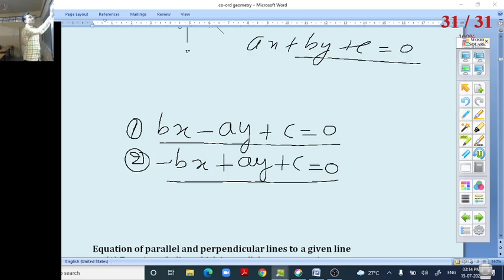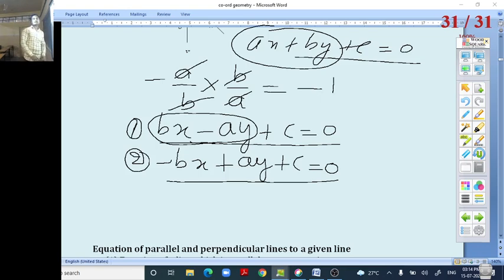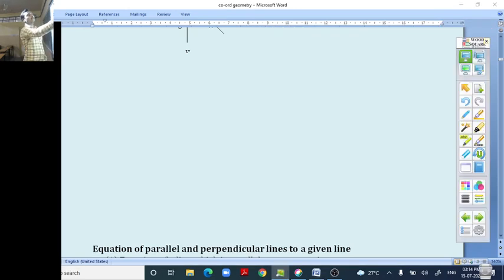What is the slope of this line? Minus a by b, into the product of the slopes. What is the slope of this line? Into b by a. Now you can observe a and a get cancelled, b and b get cancelled. What is left is minus 1. That satisfies the condition of perpendicularity of the two lines. Therefore, definitely these are the lines which are perpendicular to each other.